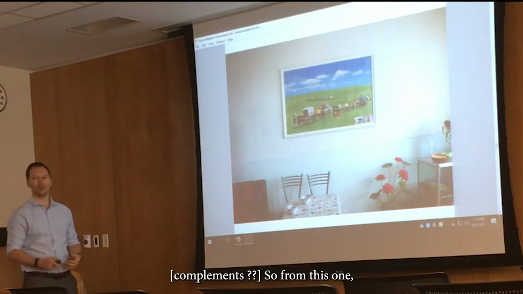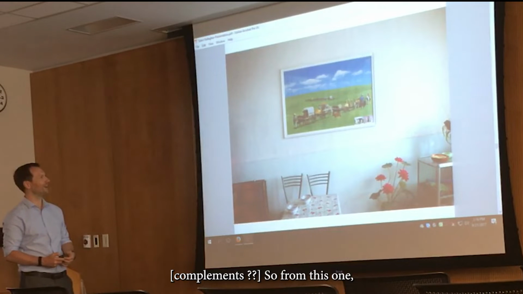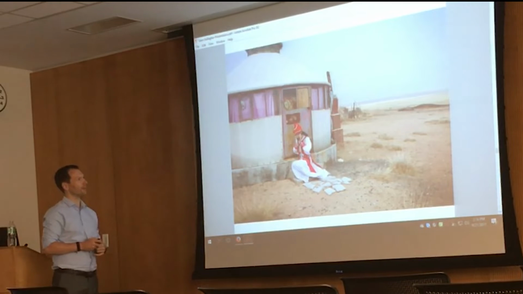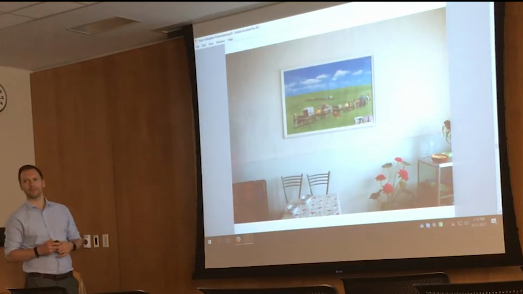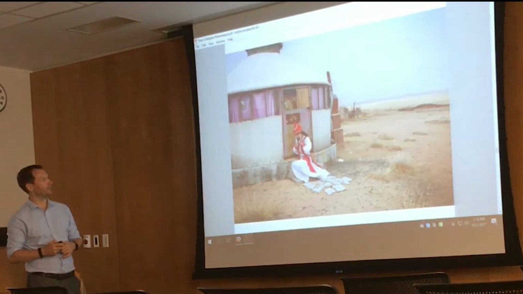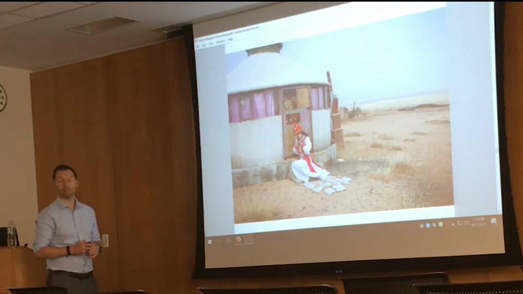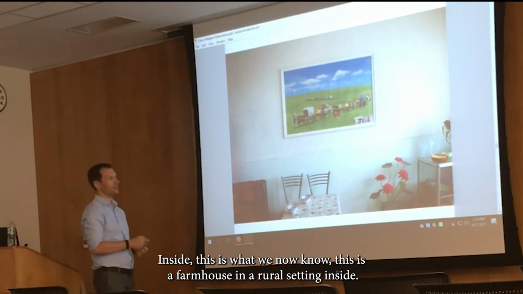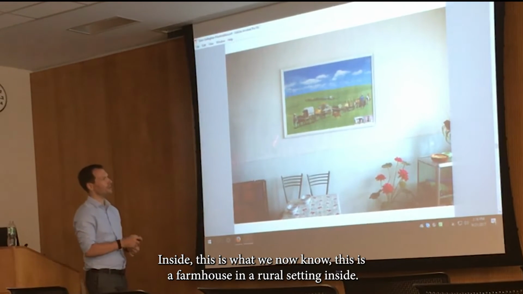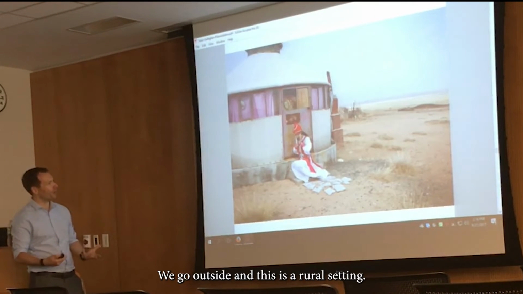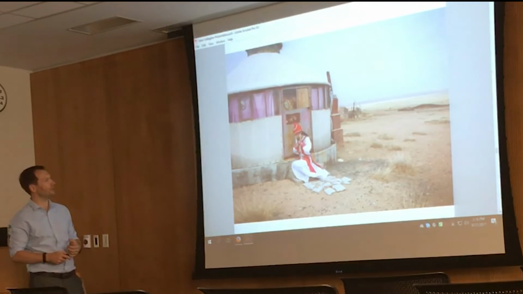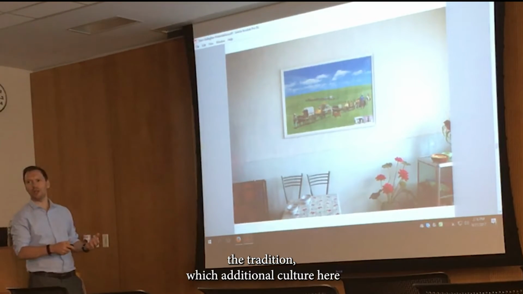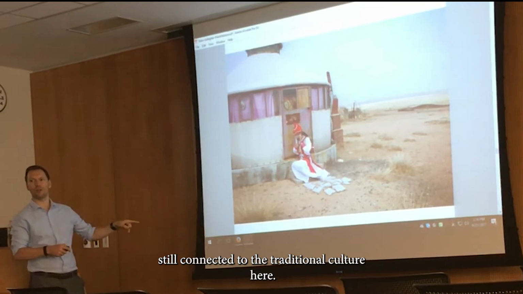We've got a couple more since you're getting so good at this. So from this one to this one. What's that one? Original. This one. Exactly, yeah, something as simple as that. Inside this, well, we now know this is a farmhouse in a rural setting. Inside, we go outside, still in a rural setting. I've told you about the tradition, the traditional culture here. We're still connected to the traditional culture here.